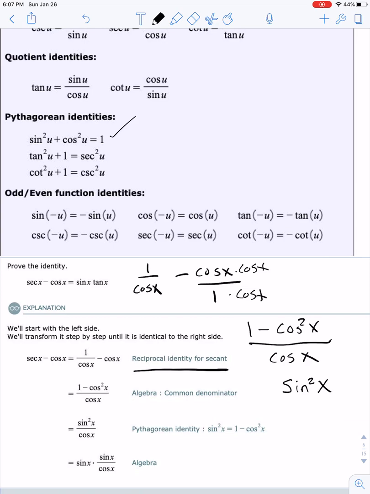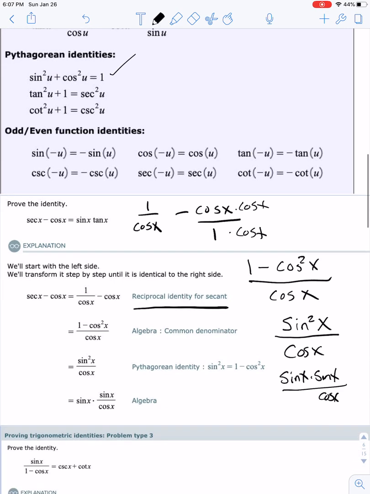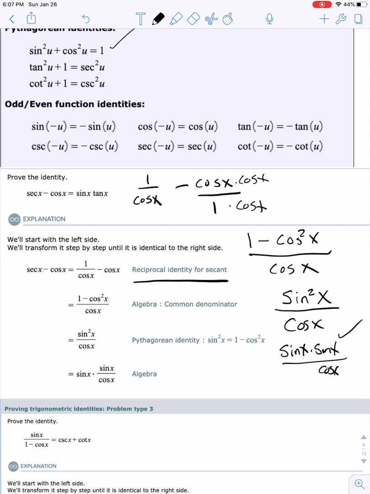So that's going to give us sine squared x over cosine x, and the reason for substituting that is the Pythagorean identity. And if I break out the sine x, rewrite it in expanded form, and that reason is algebra, you can see that sine over cosine is tangent. So then we have sine x times tangent x, and that last replacement is your quotient identity for tangent.